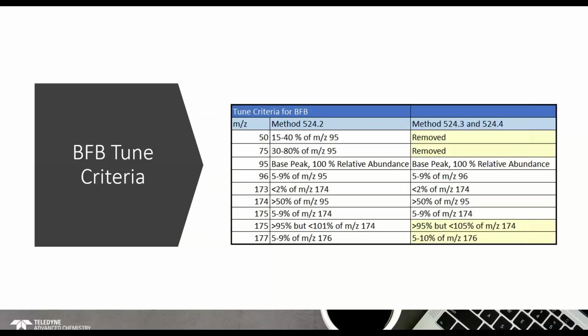The BFB tune criteria was revised for 524.3 and 524.4. It was revised from running every 12 hours in 524.2 to once prior to calibration in 524.3 and 524.4. Those highlighted in yellow demonstrate the changes made between the two methods. Looking at a quick comparison, you can see that the mass ions 50 and 75 were removed and that both mass ion 175 and 177 acceptance criteria windows were expanded to increase the passing credentials.